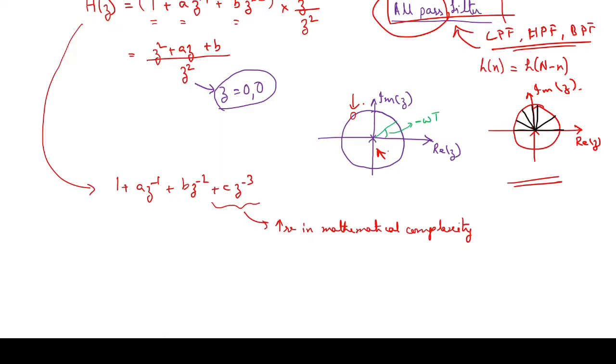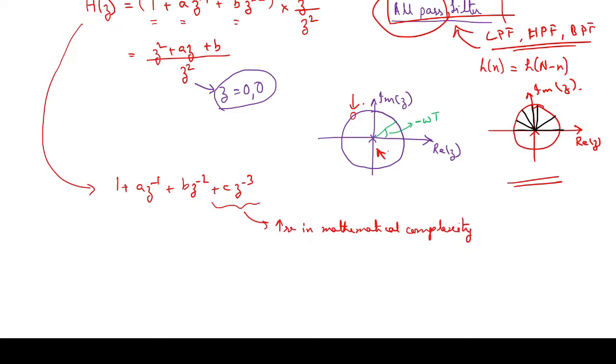If you place a pole at the origin of a z plane, that means all the frequency components will be affected equally. There will be a multiplication of 1. So there will be no suppression of the signal component. You're getting my point? Just by placing a pole at the origin of the filter, we will be getting the all pass filter.